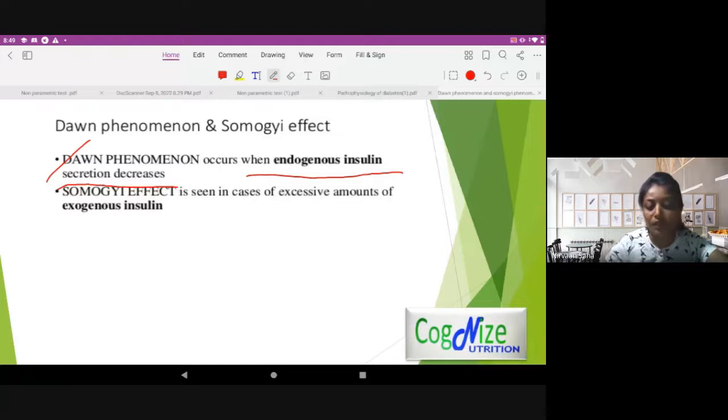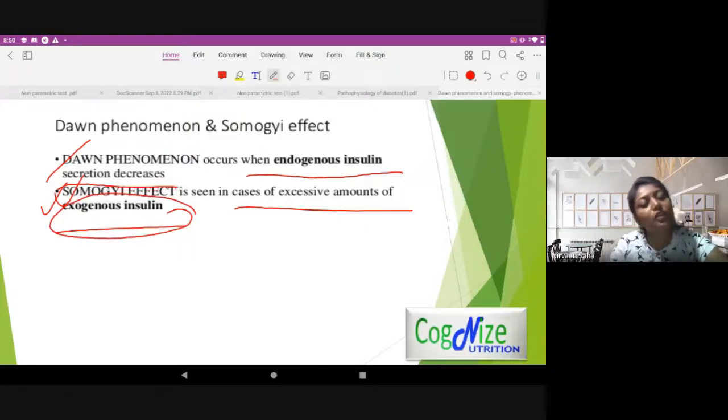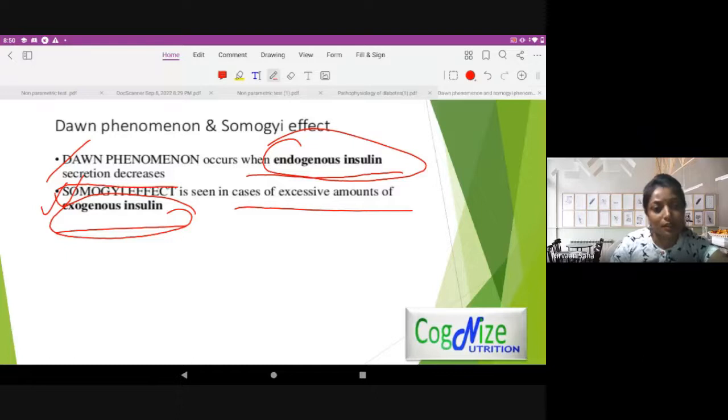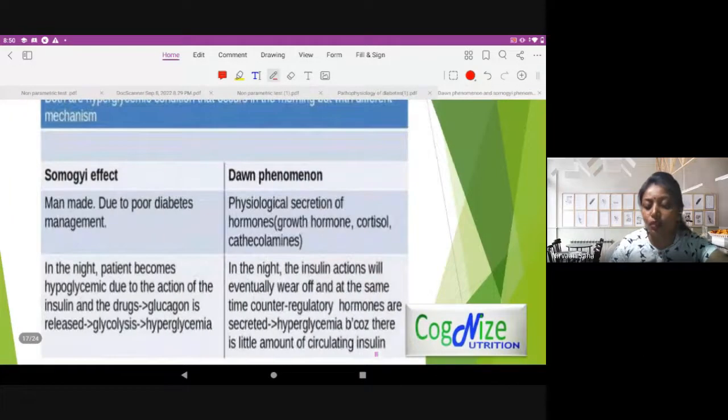and that is dawn phenomenon. In Somogyi effect, what we have learned, that here there will be excess amount of exogenous insulin. So we are taking insulin from outside. हमने insulin बाहर से लिया था. So that is the exogenous insulin effect. So Somogyi effect is also called as exogenous insulin effect. Dawn phenomenon is also called as your endogenous insulin effect. Right? I believe these two pathways, these comparative pathways should be clear to you.